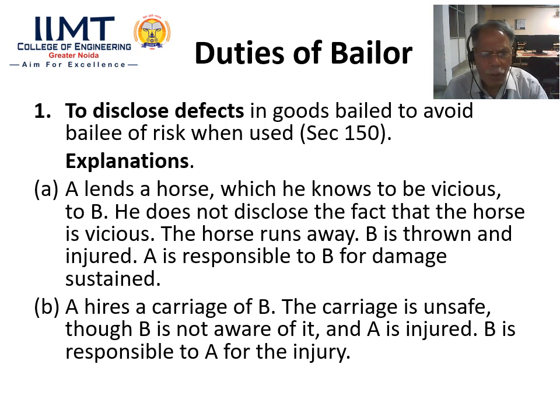Let's see the example of this. A lends a horse which he knows to be vicious to B. He does not disclose to B that the horse is vicious. The horse runs away, B is thrown and injured. Obviously, A shall be held accountable and responsible to B for damages sustained. Let's see another example. A hires a carriage of B. The carriage is unsafe, though B is not aware of it, and B will in that case be responsible for the injury.